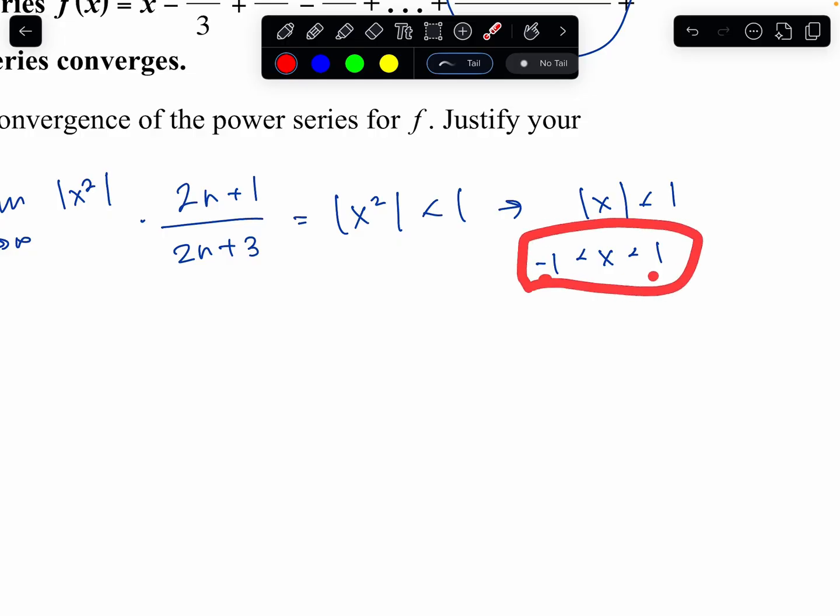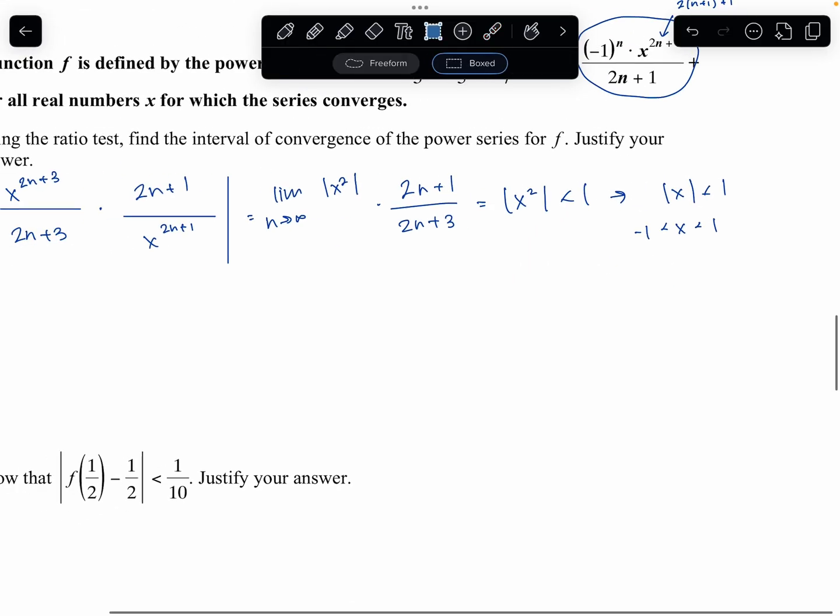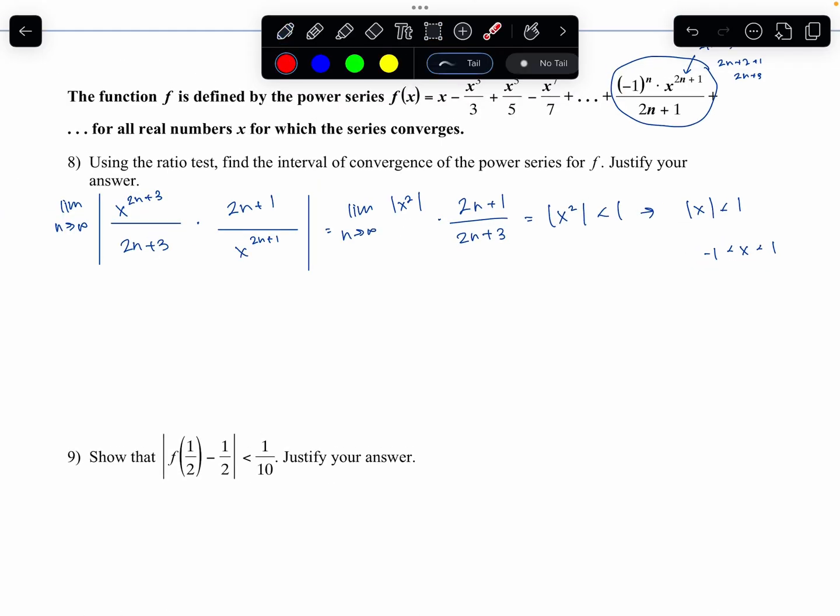So here's the interval, but not quite yet. We are going to come back to this because we have to test the endpoints. We have to test to see if it converges or diverges at these values right here. So let's go ahead and start with 1. If I plug in 1 for x, what is the resulting series? So for x equals 1, you're going to have this series.